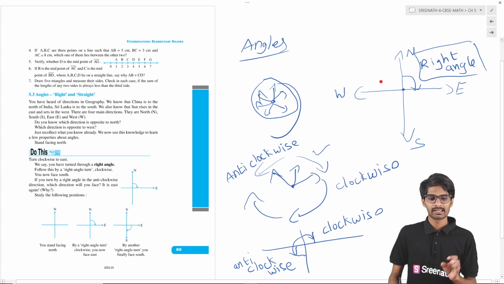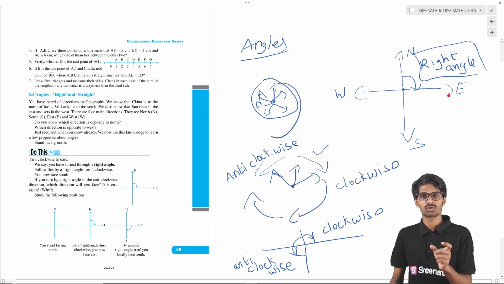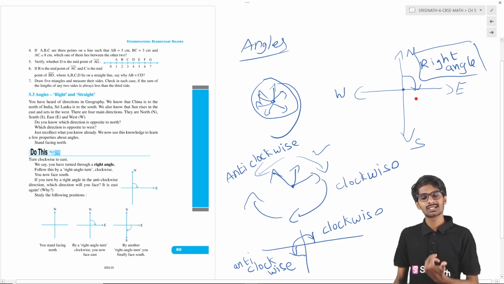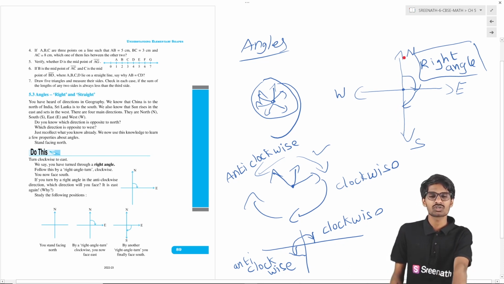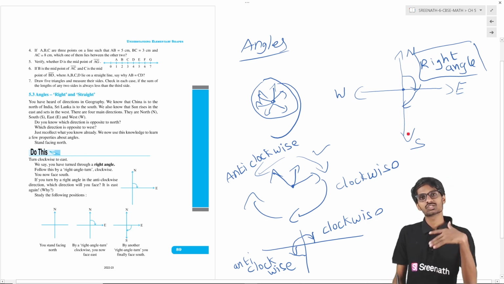Suppose again now you are facing towards east and again you have turned in the same direction through another right angle. Then you will get the south facing. How is it the south facing? It is basically opposite to the north facing. In the first you are facing towards the north direction, now you are facing towards the south direction.